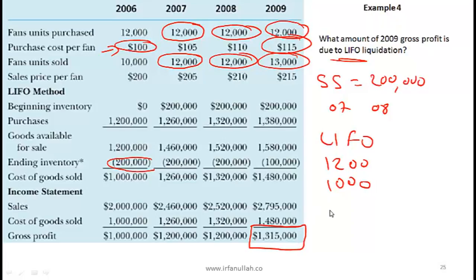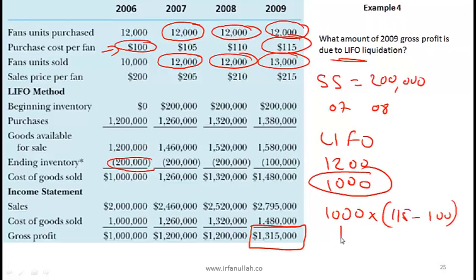15 into 1,000. Why 1,000? Because that's the amount that we are dipping in. Why 15? Because the current price of those fans to us should be 115, but the LIFO price is 100. So the exact amount is 1,000 into 115 minus 100. So that's 15,000. So very conveniently, this 15,000 part is coming from LIFO liquidation. So a nice simple example that illustrates LIFO liquidation.